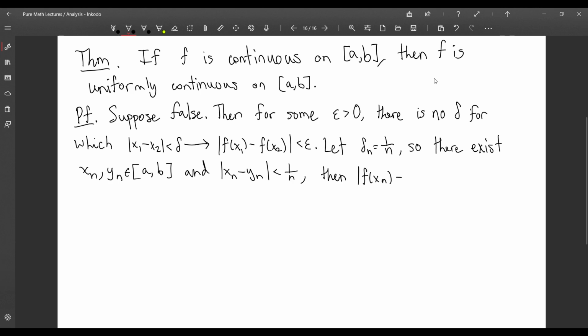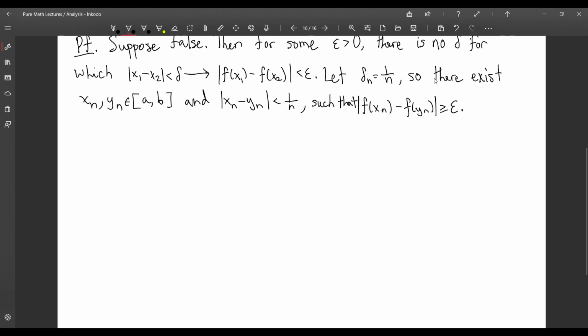So there exists such that the distance between f of x sub n and f of y sub n is less than epsilon, or greater than or equal to. Sorry, it's not less than epsilon, so it's greater than or equal to epsilon.